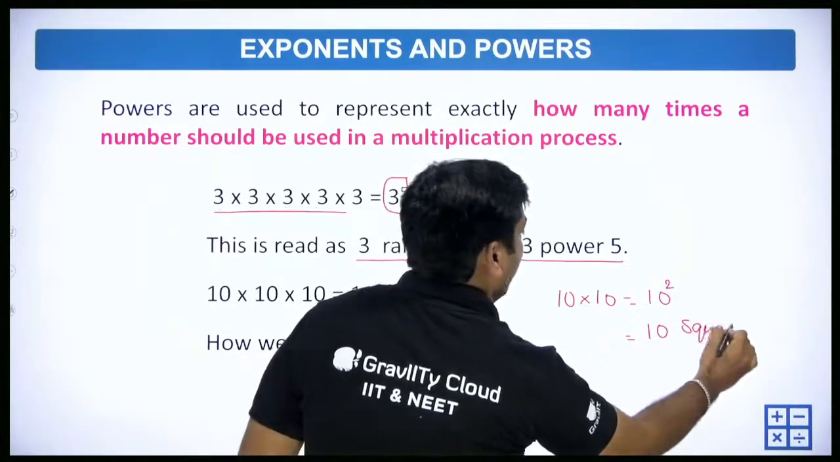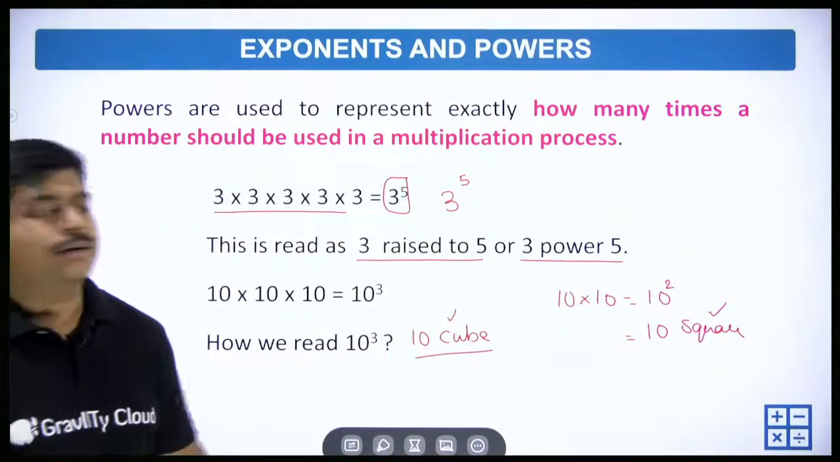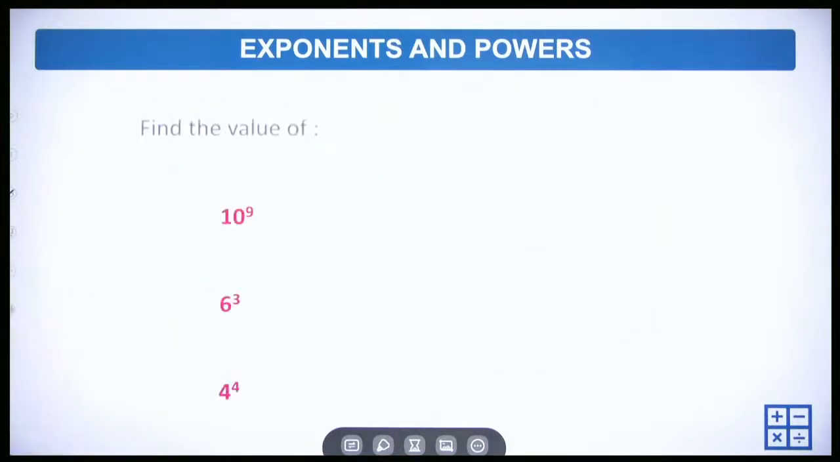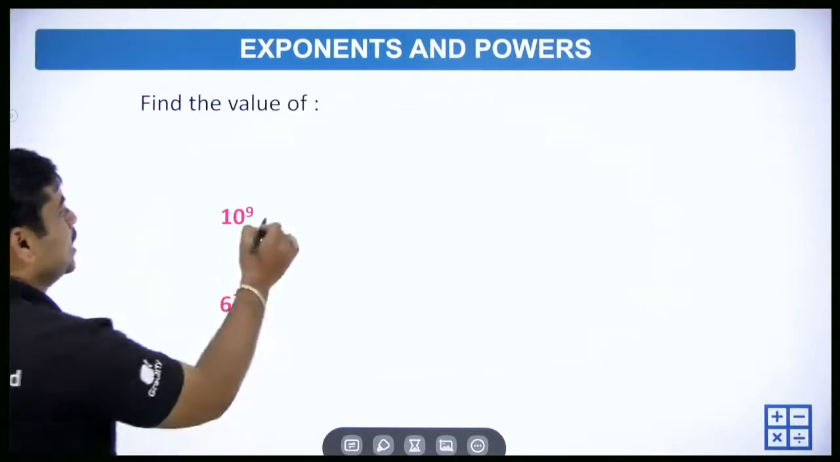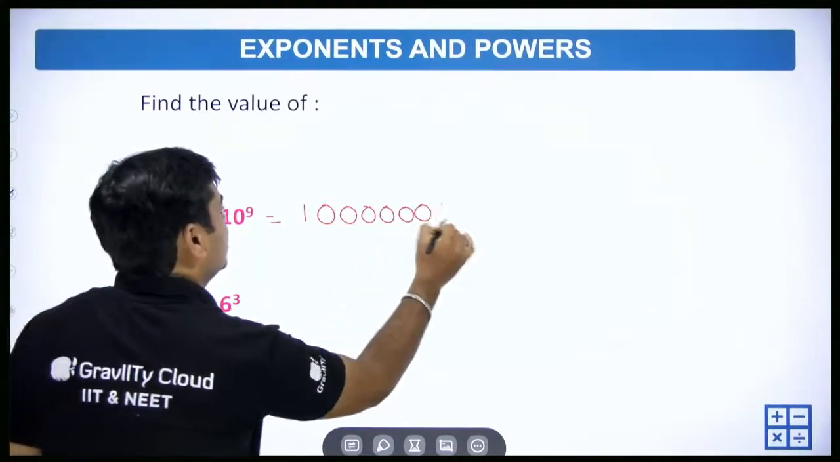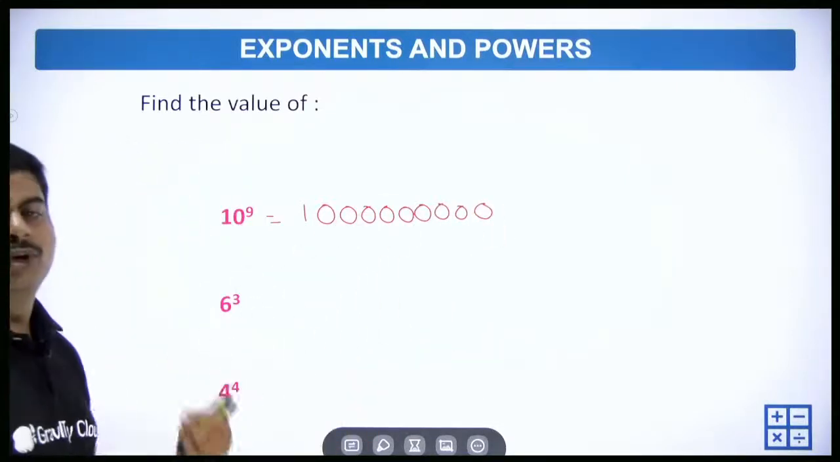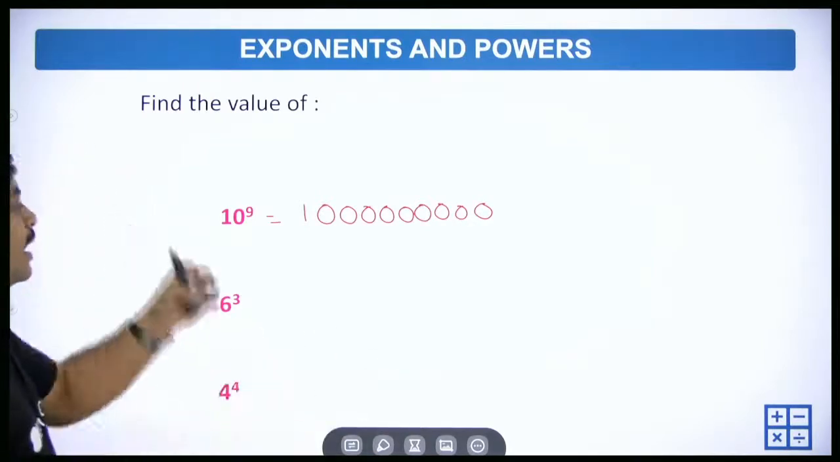So today our goal is to learn about squares and cubes. Okay. So moving ahead, let's try to understand what 10 power 9 is. We already discussed that in the previous classes. 10 power 9. 1, 2, 3, 4, 5, 6, 7, 8, 9. This is how you can simply write 10 power 9. 10 power 3, 3 zeros, 10 power 5, 5 zeros, 10 power 7, 7 zeros, 10 power 9, 9 zeros.